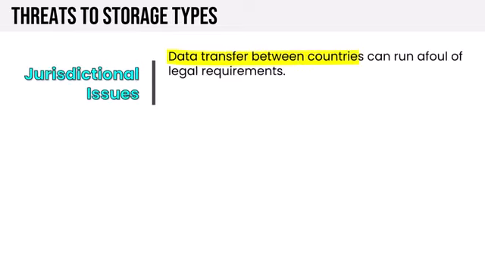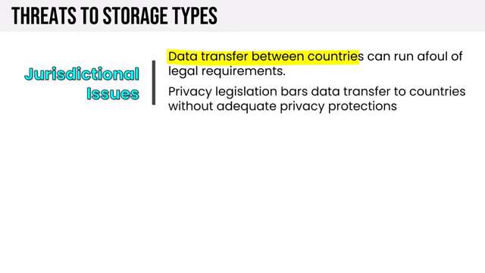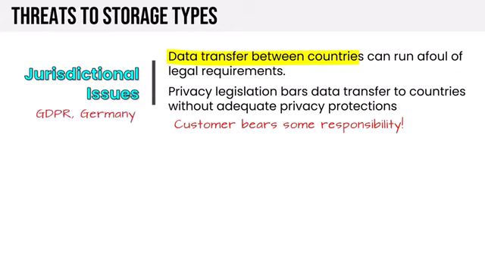Jurisdictional issues. So data transfer between countries can run afoul of legal requirements, regulatory requirements, and privacy legislation bars data transfer to countries without adequate privacy protections. And the customer definitely bears some responsibility. By customer, I mean the consumer of cloud services. Certainly in the GDPR context, when I think about businesses in Germany, a customer using a cloud, which would be a business, is going to bear responsibility for making sure they meet the privacy requirements, the laws and legislation of the country of origin.